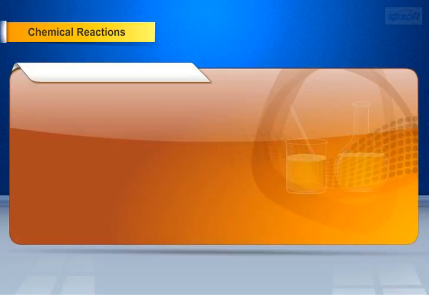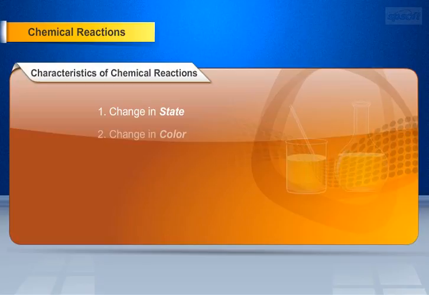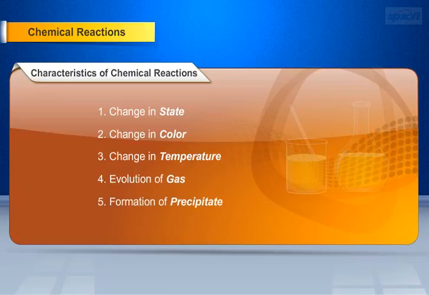Let us see the important characteristics of chemical reactions, by which we can identify whether a chemical reaction has taken place or not. The important characteristics of chemical reactions are change in state, change in color, change in temperature, evolution of gas, and formation of precipitate. Why don't we see each one elaborately?